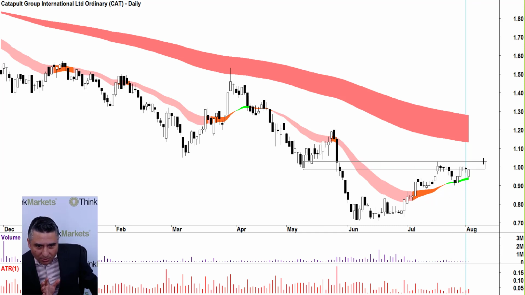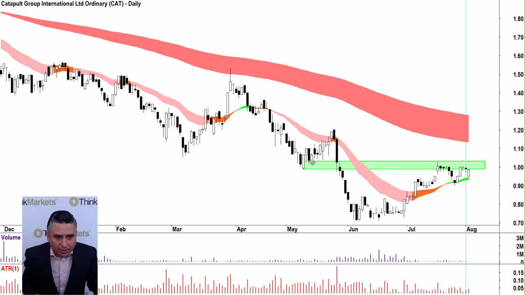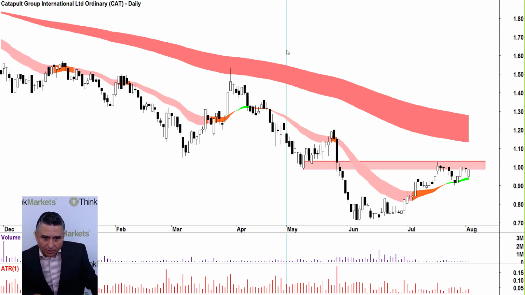Problems here. This is where we are. This is what we're dealing with now. That supply zone. Let's change the color on that one for you. So we'll call that supply. Demand zone. Let's go here.